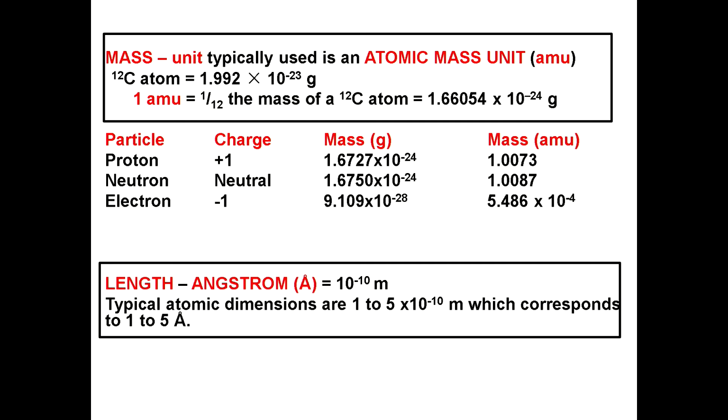So how do we define AMU? We know the mass of one carbon atom is this number. It's very small, right? The unit is gram. One AMU means 1/12 the mass of a carbon atom. So this number divided by 12, we get this number of grams, and this is called 1 AMU.